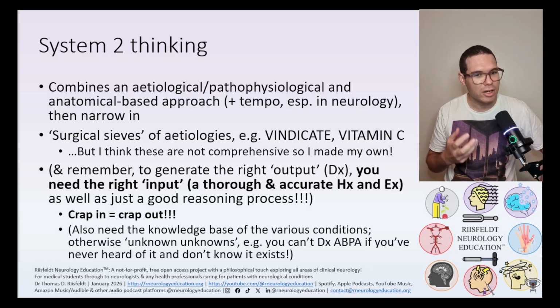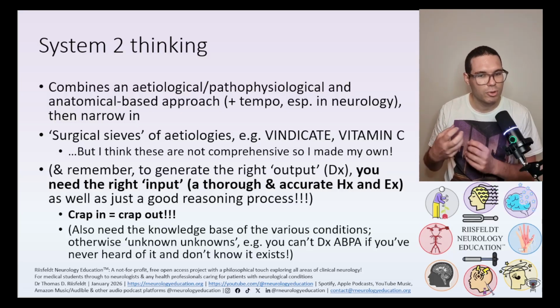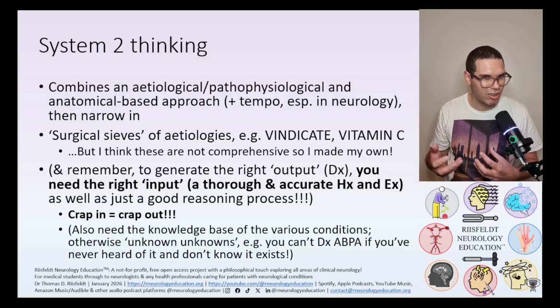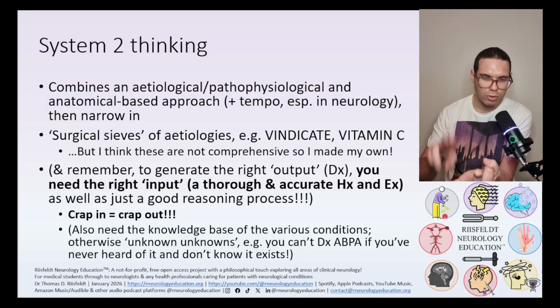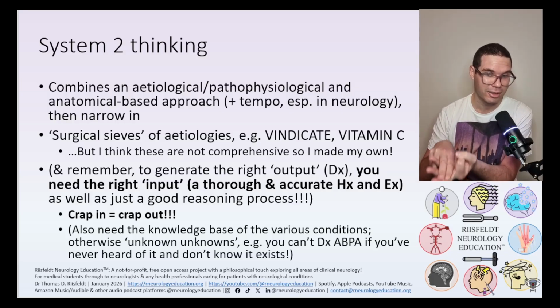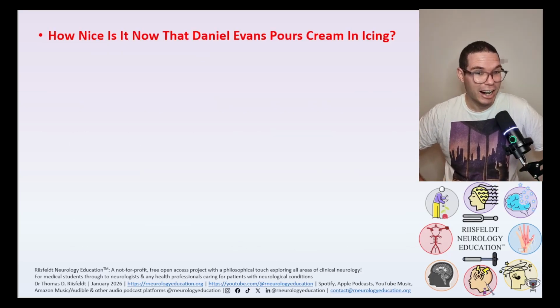The other thing that you need is a good knowledge base of all the various conditions, because otherwise you just have too many unknown unknowns. For example, you couldn't possibly diagnose allergic bronchopulmonary aspergillosis, ABPA, if you'd never heard of that condition and didn't even know that it existed. Then how can you possibly diagnose it? So the three things: you need good history taking and good examination skills to get a good input of data. You need a good diagnostic reasoning process. And unfortunately, you do need a good knowledge base of the various conditions as well, because you can't diagnose something that you've never heard of. So, what is this coveted, patented acronym that I've been telling you about?